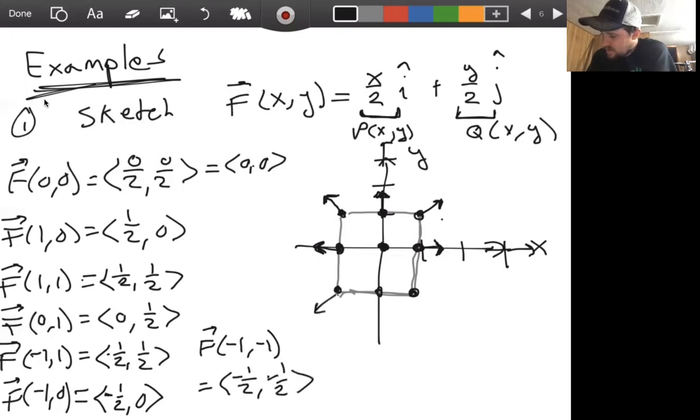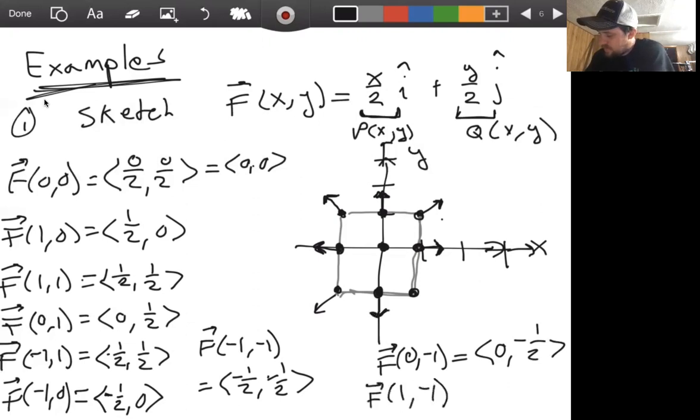So we'll get this. And you can see if we plug in f of, so this point here will be 0, -1. We're going to get 0, -1/2, right? So we get something like this. And then lastly, we'll have f of 1, -1, which is 1/2, -1/2. So we move to the right half unit and then down half unit. So we get this vector here.